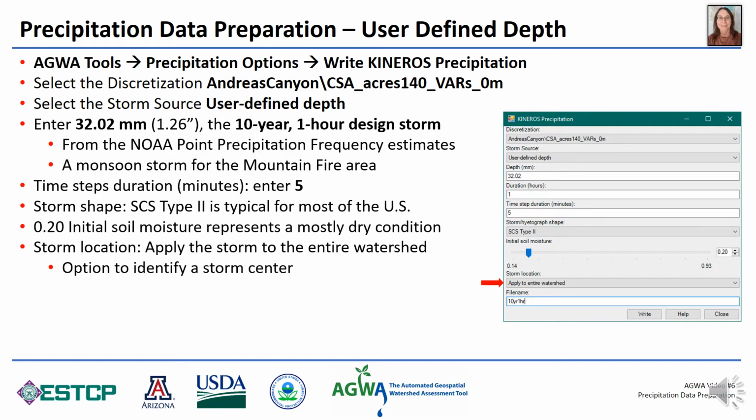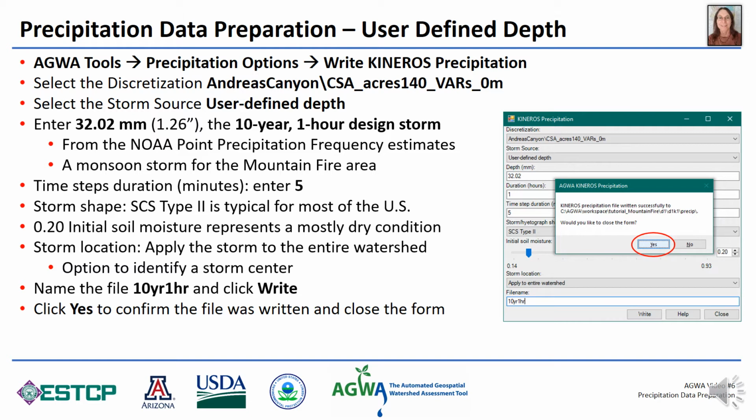For the storm location, we'll apply the storm to the entire watershed. AGUA provides the option to identify a storm center, but since we'll be looking at land cover change from the fire, we'll want the rainfall to be evenly distributed across the entire watershed. Name the file 10-year, 1-hour, and click Write. Click Yes to confirm the file was written and close the form.